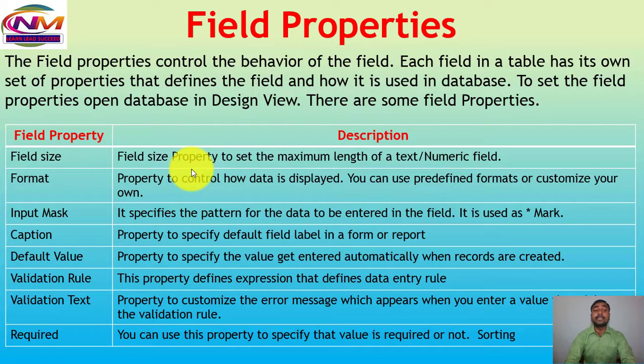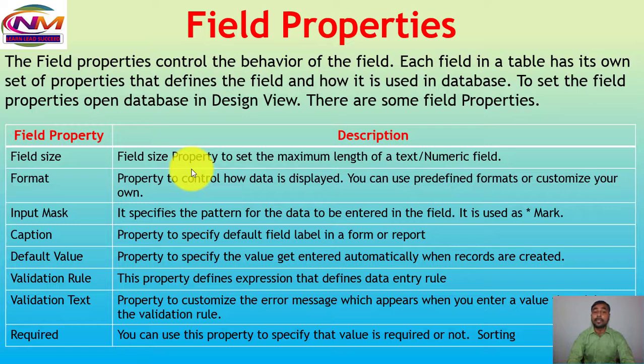The third property is called input mask. It specifies the pattern for the data to be entered in the field. Suppose some mandatory fields are there in the database, like username and password. Without it, we cannot enter.